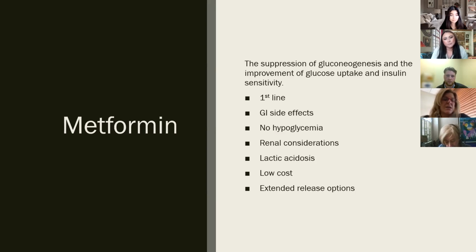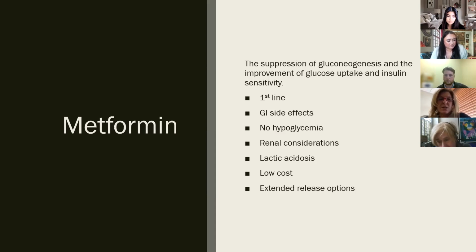Teaching patients also, we'll talk about this with SGLT2s, that lactic acidosis. So during phases of dehydration, vomiting, severe diarrhea, they're in bed, they're just not really eating, it's fine for them to not take their metformin. Sure, their blood sugars are going to rise, but the consequences of dehydration and lactic acidosis during that period of time is much more concerning.